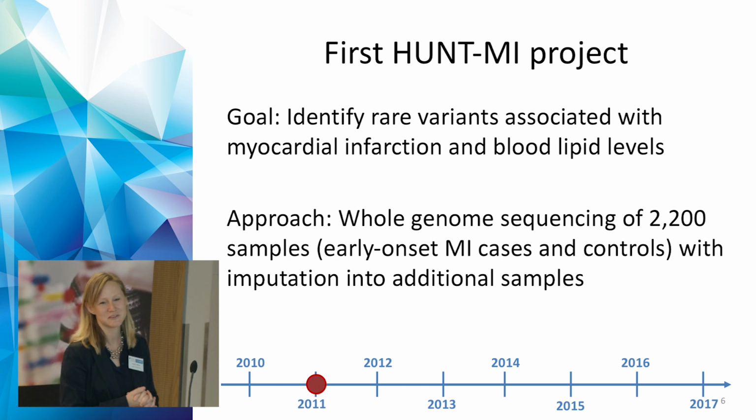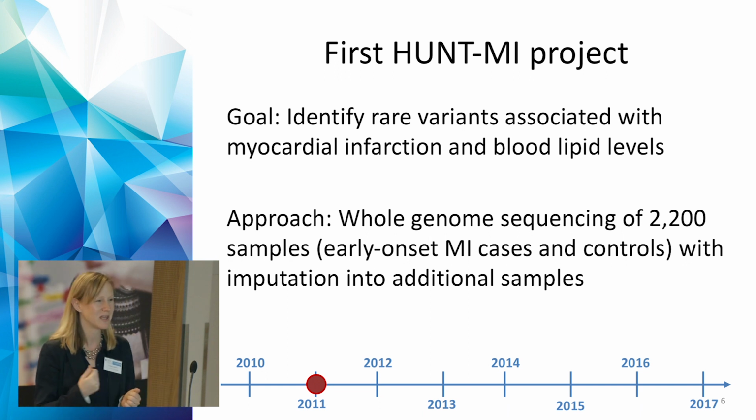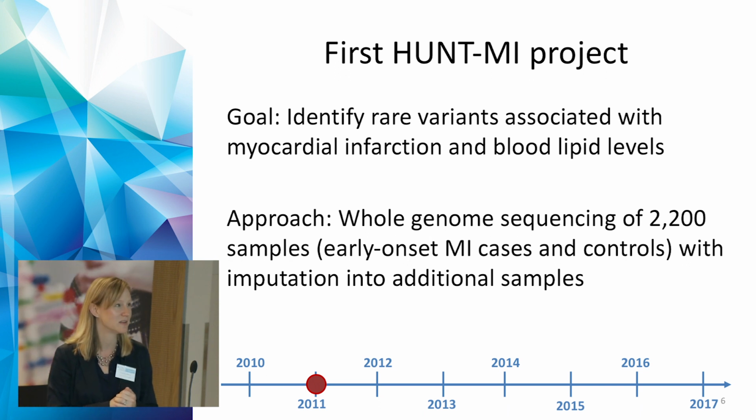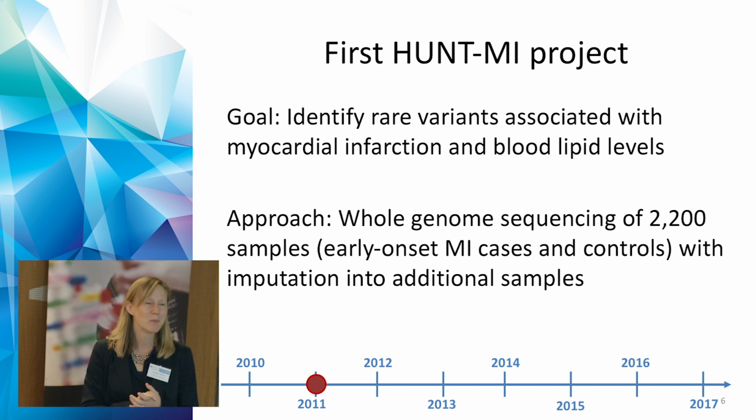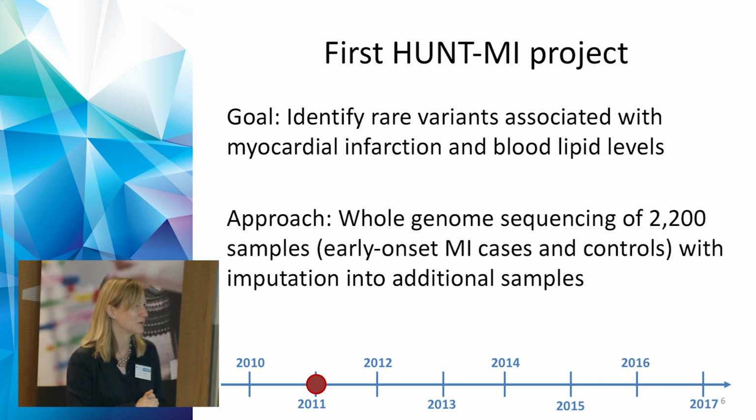So our very first project, as a newly minted faculty member in 2010, I wrote a grant to the National Institutes of Health in the US. The goal was to look for rare variants that are associated with myocardial infarction and blood lipid levels. So that's where the first MI part came in the Hunt MI project. I think we've grown to incorporate enough additional phenotypes that maybe we can just pretend the MI stands for Michigan. But either way, it works out.